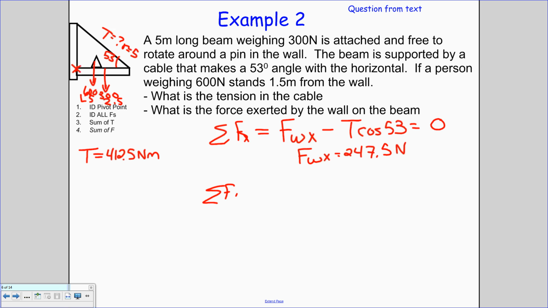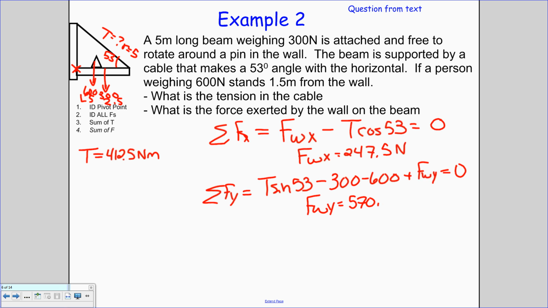I do the same thing for the y direction. The y direction is a little bit more complicated because there's a lot more forces. Part of tension is pulling up. The sine part of tension is pulling up. Okay? We've got the beam pulling down. We've got the person pushing down. And we have the wall. Now, we don't know whether the wall is positive or negative. I'm going to make it positive. Okay? And that's going to be force of wall on the y. And it all equals 0 again. We plug in our 412.5 for T, and we get our force of the wall in the y is equal to 570.6 newtons.